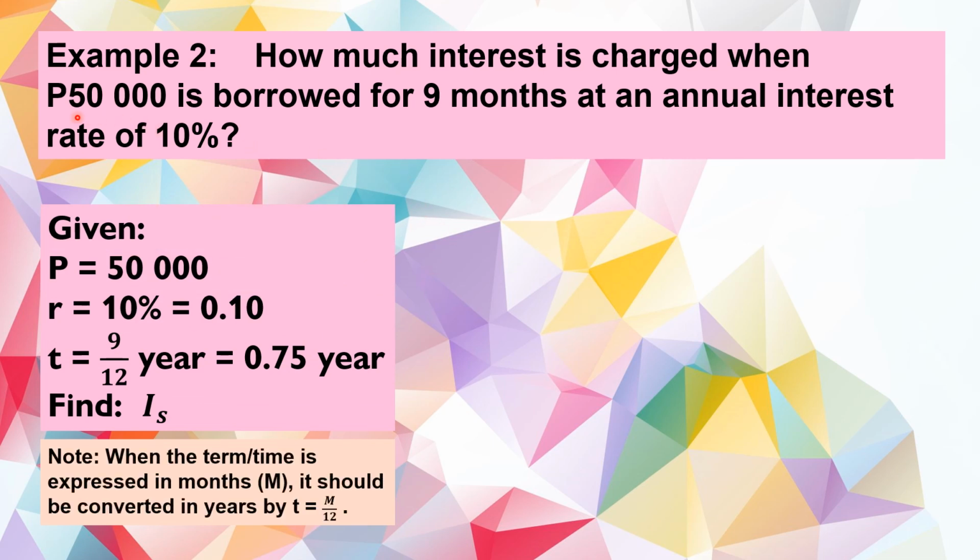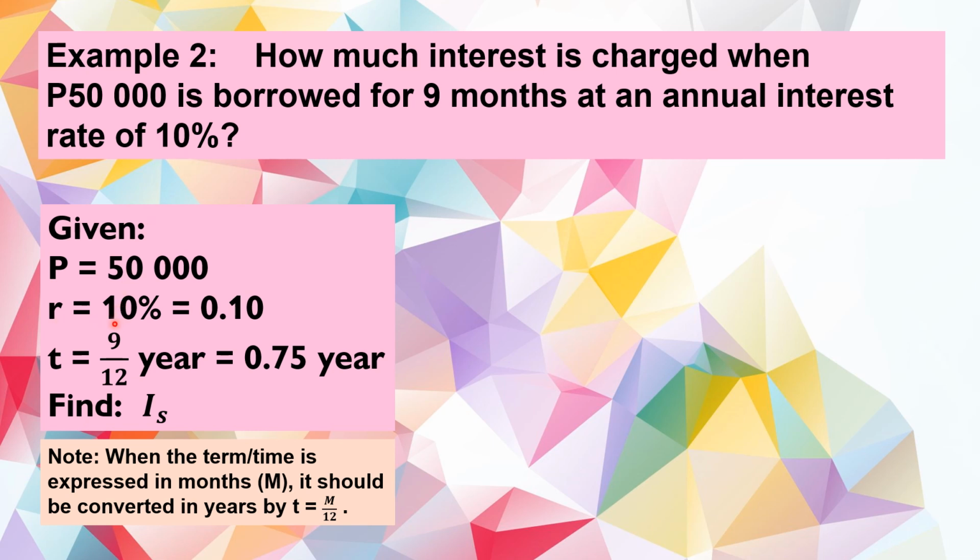We have 50,000. That 50,000 is our principal. Principal is either borrowed or deposited money. Then, 9 months is our time. Take note, when the term or time is expressed in months, it should be converted to years by T equals M over 12. Our M is 9, so 9 over 12, which is equal to 0.75 year. Then we have the rate, 10%.